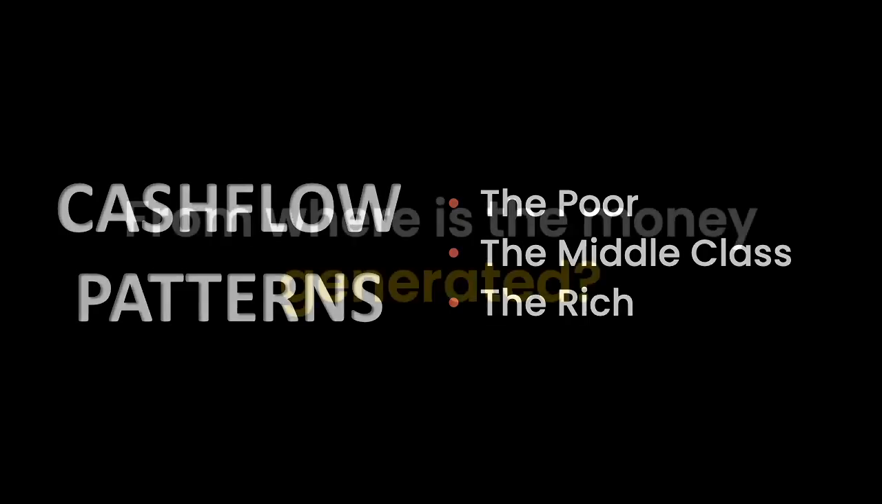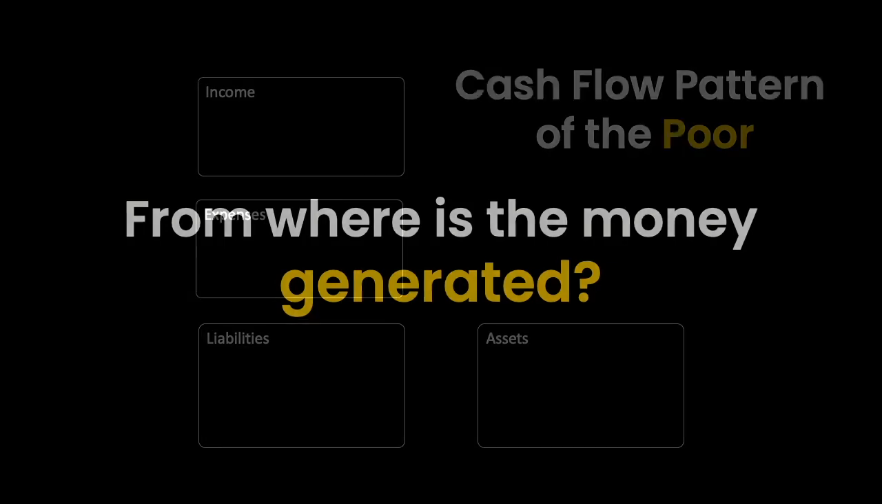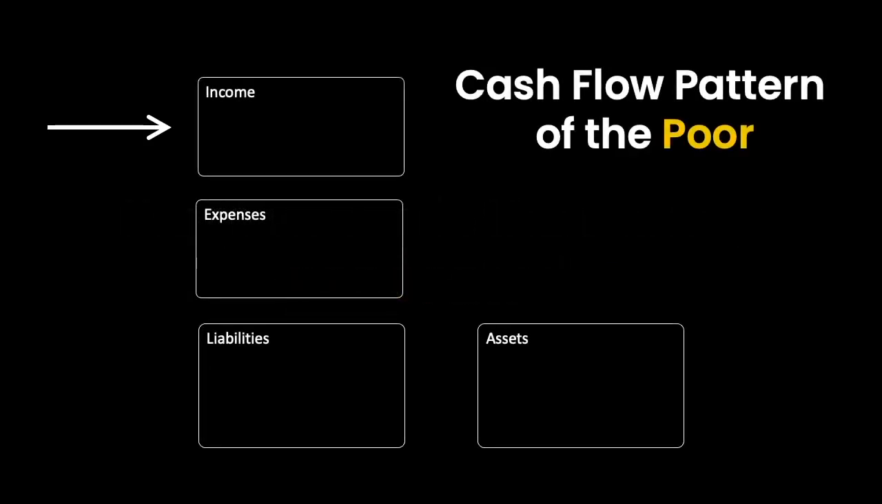Now, the differentiating factor in these three scenarios is where the money is getting generated and how it flows. For the poor, the income is equal to the cost, and there is little or no savings. So they have no possibility of creating any assets. Essentially, money in and money out. There are no assets and no income from assets.